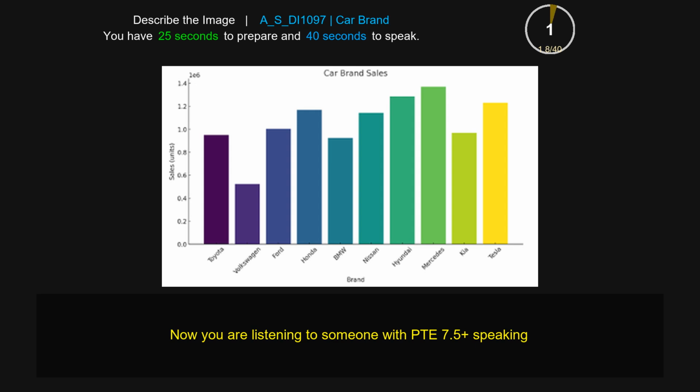The given bar chart is explaining car brand sales. Items include Toyota, Ford, Honda, BMW, and so on. According to this bar chart, it is evident that Mercedes has the highest sales per unit, which is 1.4, and also Hyundai has a similar, second highest value compared to others. And in conclusion, we can say that this bar chart is representing Volkswagen, Toyota, which are car brand sales.